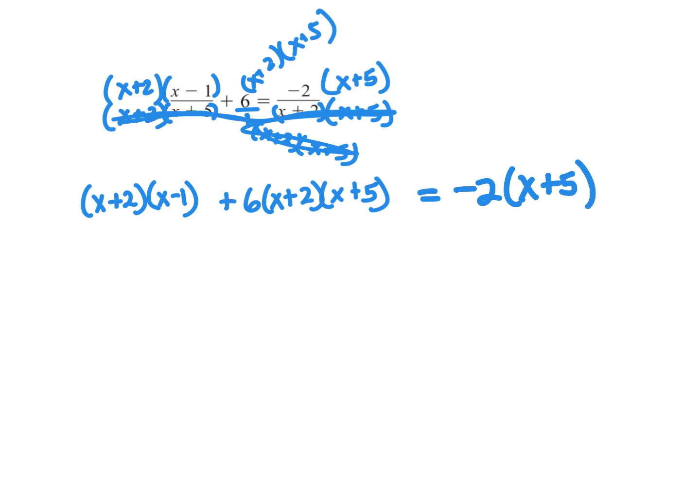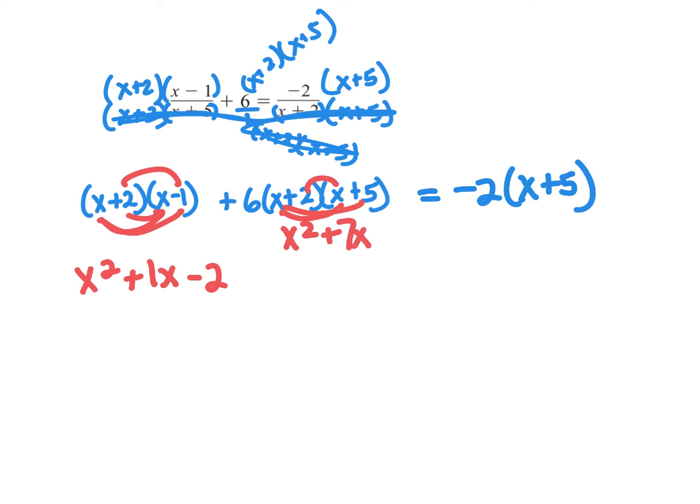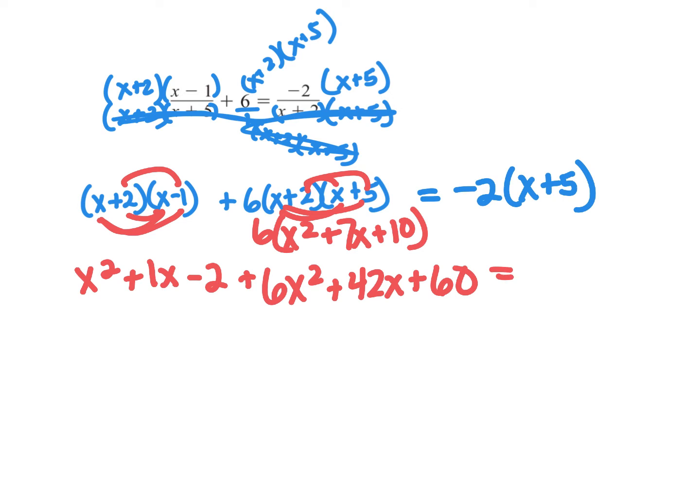So I'm going to FOIL over here and get x squared minus 1x plus 2x would just turn into 1x minus 2. And then here I'll FOIL first. So I would get x squared plus 5x plus 2x is 7x plus 10. But then I still have to multiply all of that by 6. So it would become 6x squared plus 42x plus 60. And on the right-hand side, I'll distribute the negative 2.